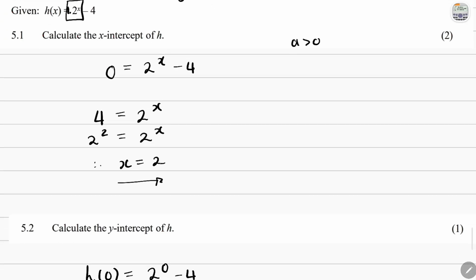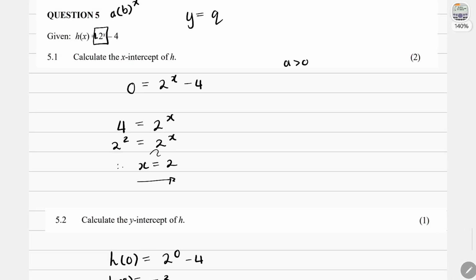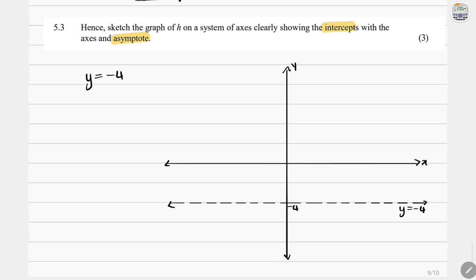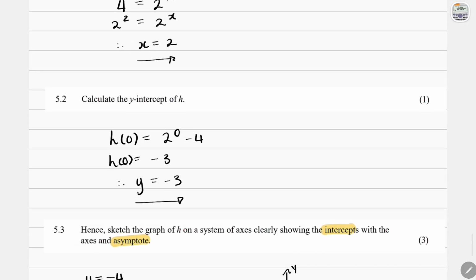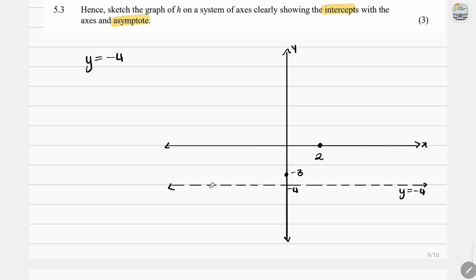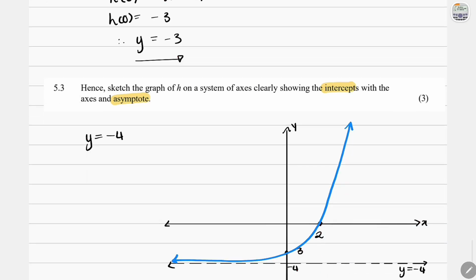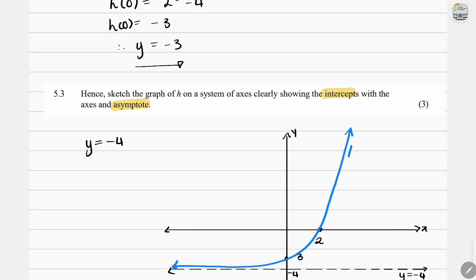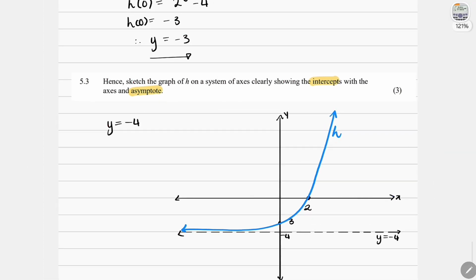Now you can put down your intercepts. We had an x-intercept of x equals 2. So on your graph, go on the x-axis and look for 2. So that's 2 over there. And then we had a y-intercept of minus 3. So minus 3, I'll just put that here. And you know your graph is going to go up like that. And so you just sketch your graph. And there we go. So our function, that is called h. And that is the graph of h. And that's what it looks like.